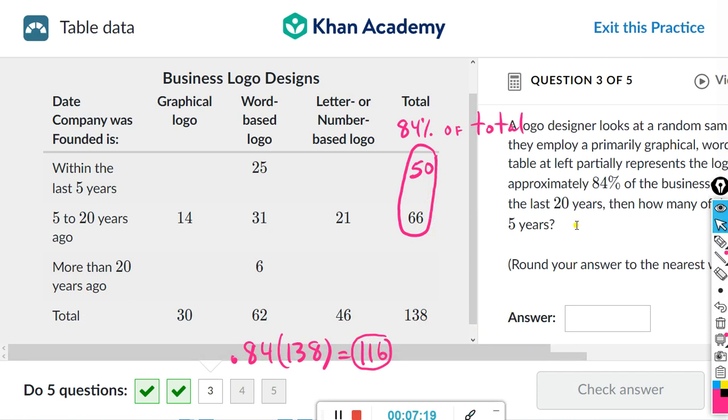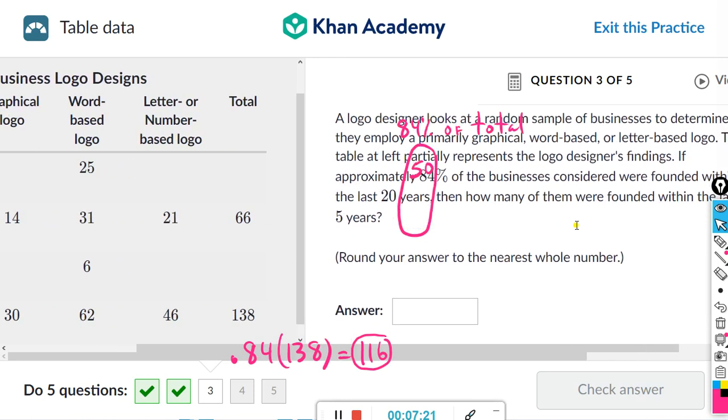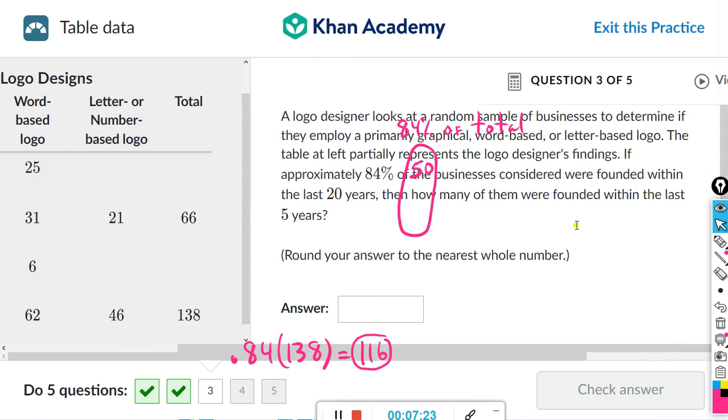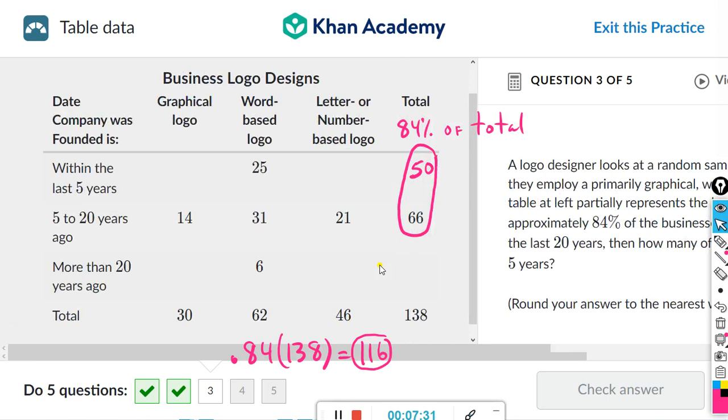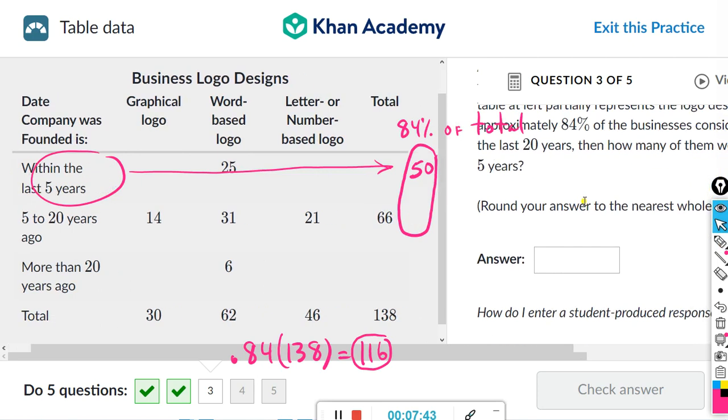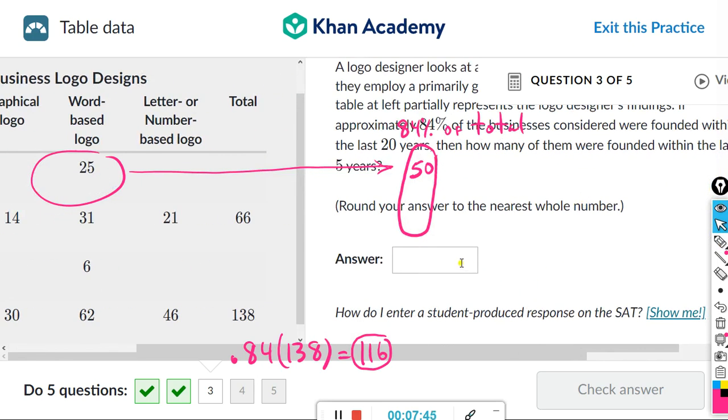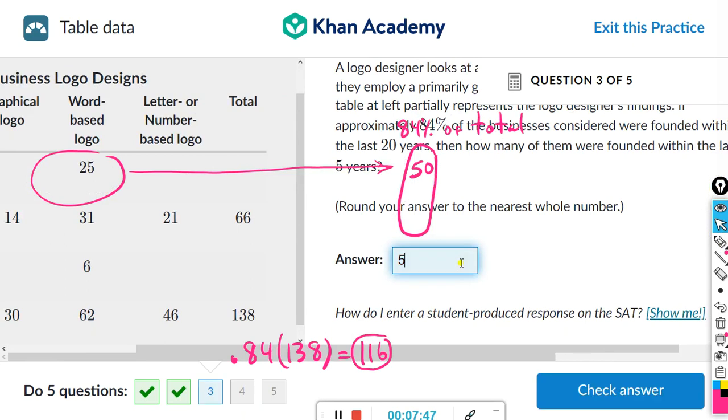And then they want to know how many of them were founded within the last 5 years. Well, we got that total, okay? These are the companies that are founded within the last 5 years. If you trace it across, that's 50. And it says round your answer to the nearest whole number. So that's it, just 50.